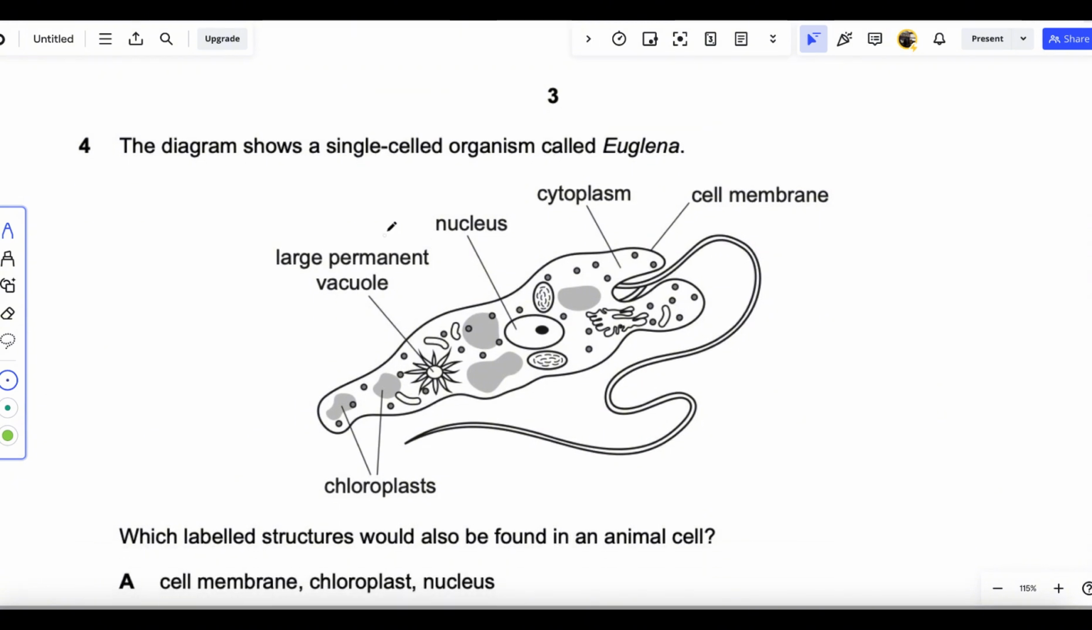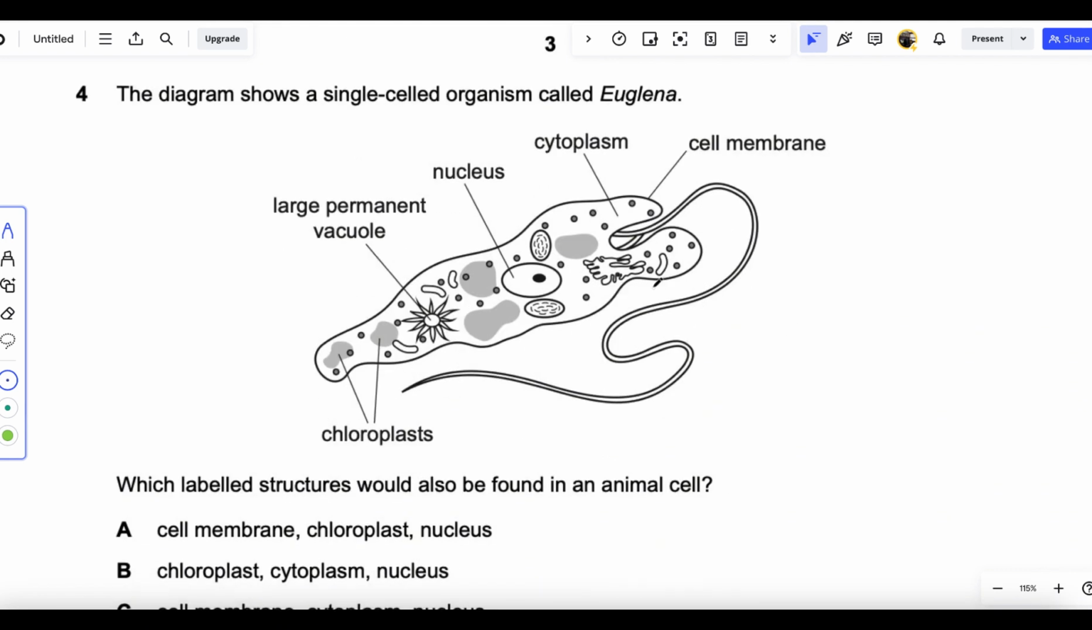The diagram shows a single-celled organism called Euglena. We have the animal kingdom, the plant kingdom, the protista, the prokaryotes, and the fungi. There are 5 groups. Okay, so Euglena doesn't belong to the animal kingdom, doesn't belong to the plant kingdom. I think it's in the protista kingdom. So okay, he said which labeled structure would also be found in the animal cell? Here it has a cell membrane. Cell membrane is in animal cell. It has cytoplasm, also in animal cell. It has nucleus, also in animal cell.